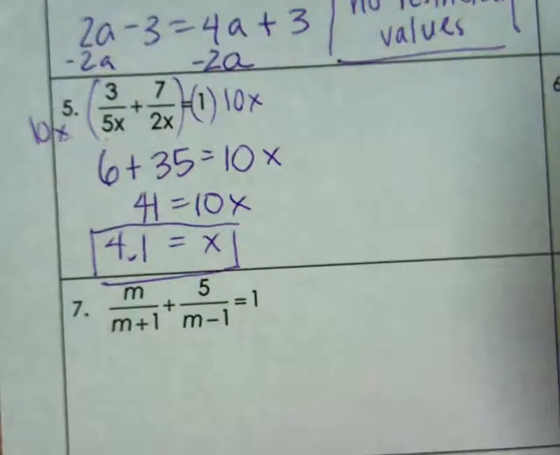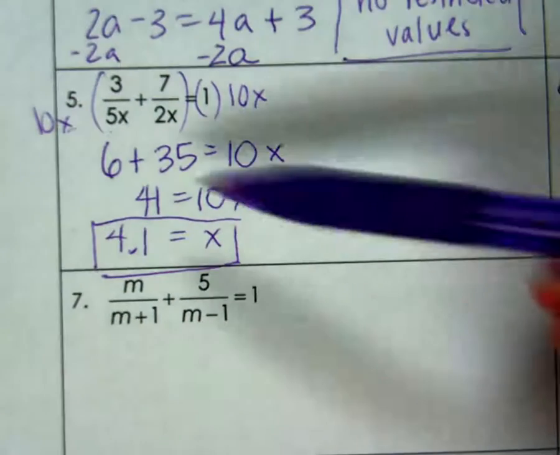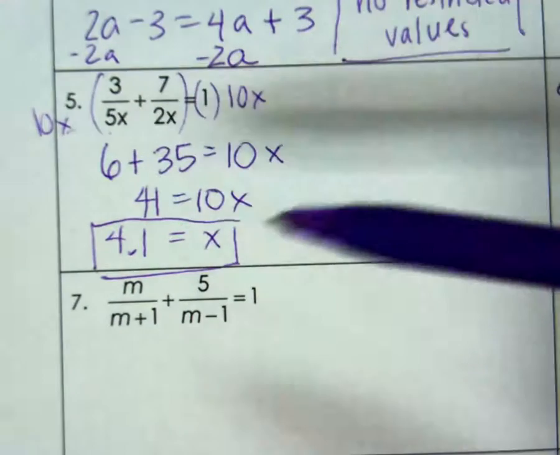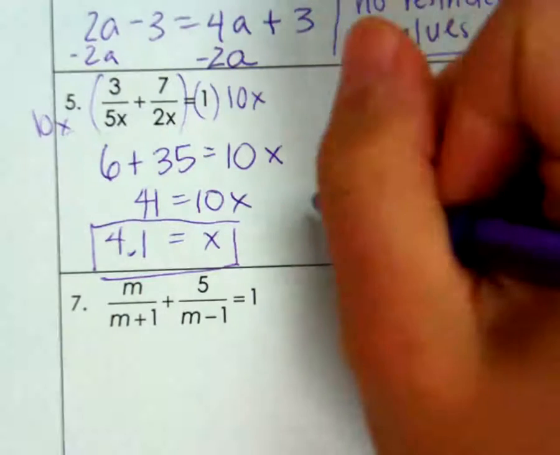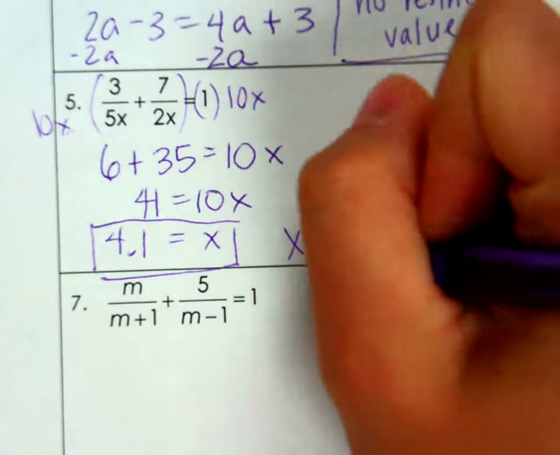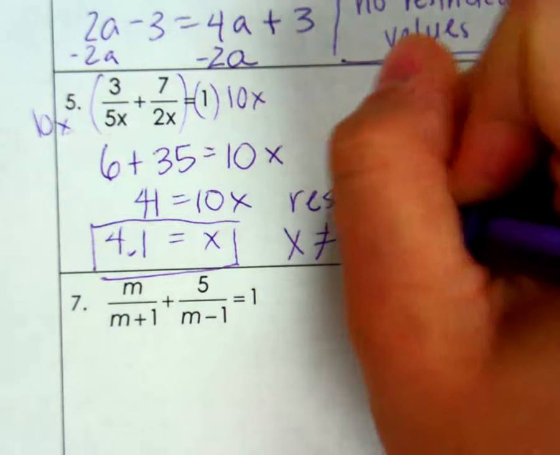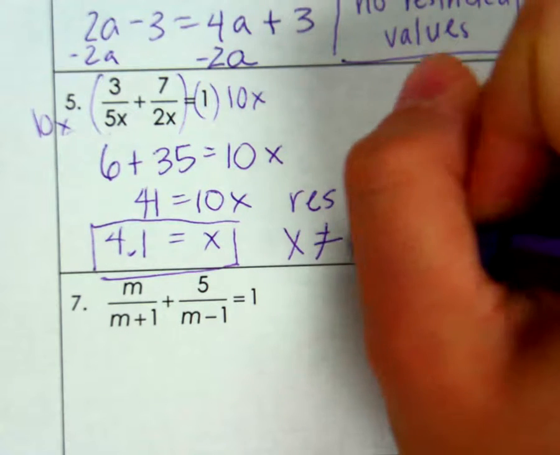Then we have to go look and see if there's restricted values. And there are. Either of these, if I set them equal to 0, x would have to be 0 to make the denominator 0. So my restricted value is x cannot equal 1. I'm sorry, x cannot equal 0.